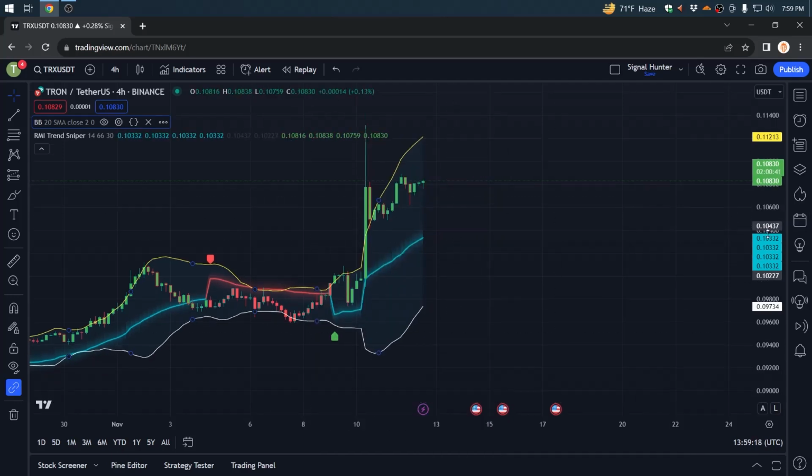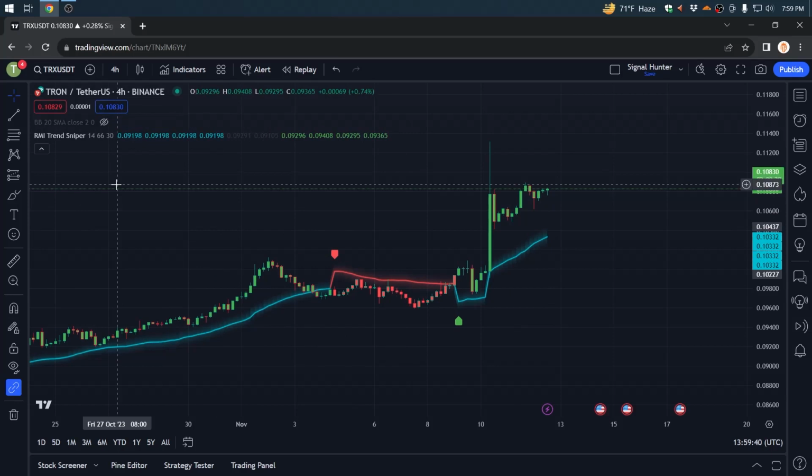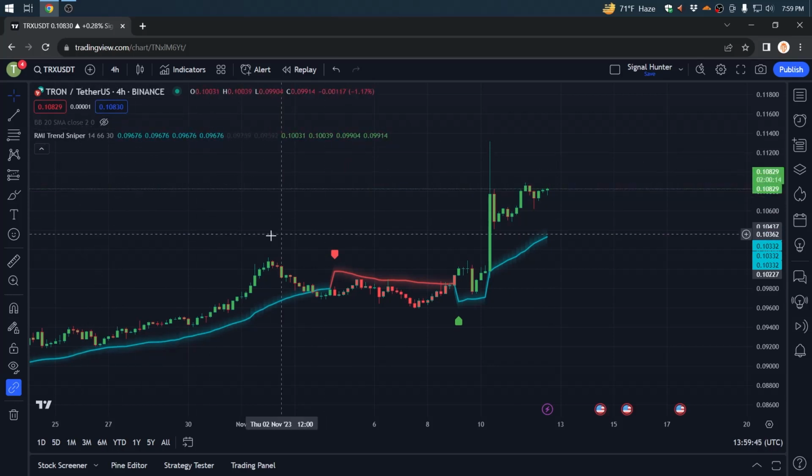Now let's see how you can generate buy and sell signals in a trending market and a ranging market. Right now, let's see how you can trade in a trending market. I don't need the Bollinger Band now, so I simply make the indicator invisible, and let's see how you can trade a trending market using RMI Trend Sniper.